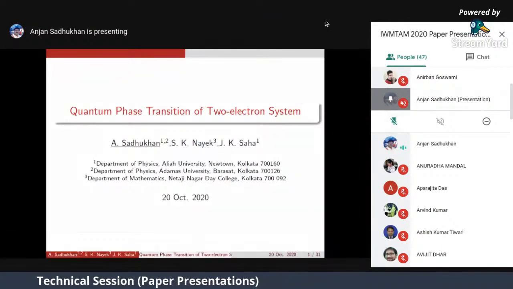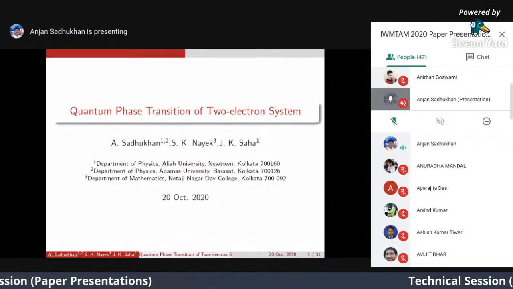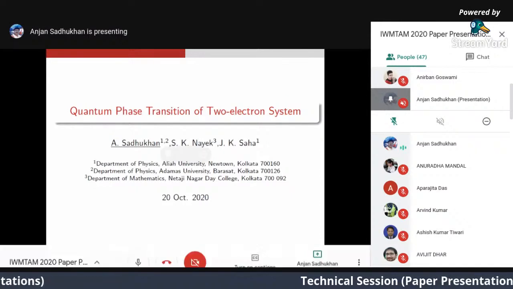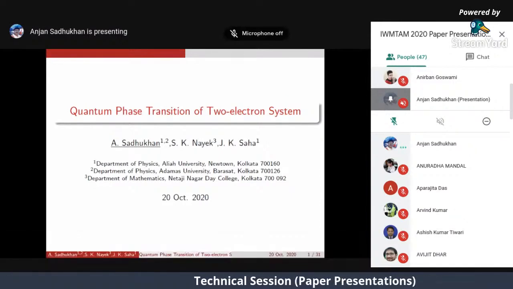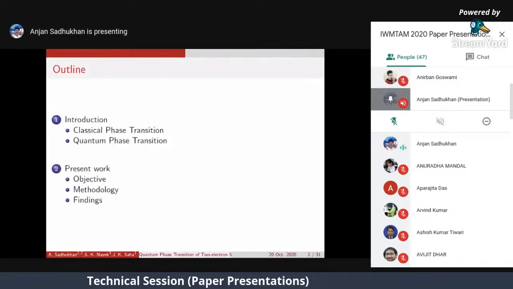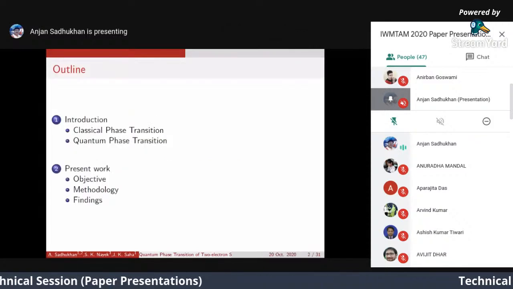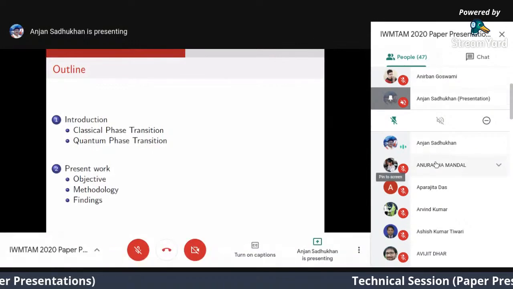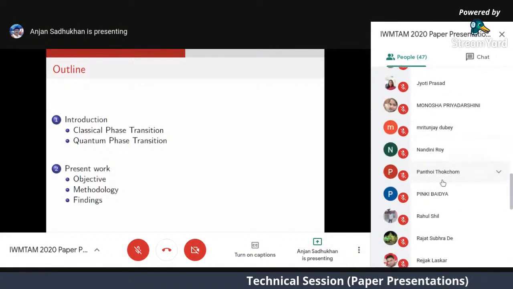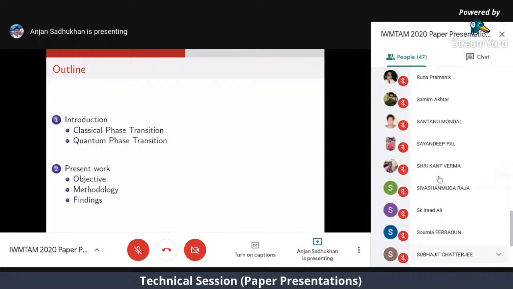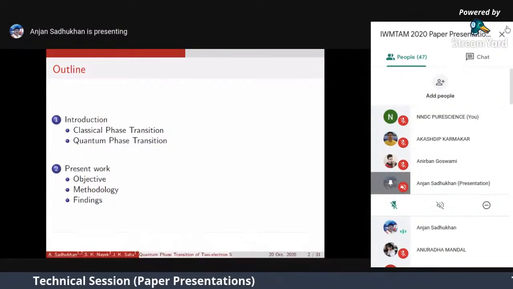Today I'm going to present our research work, and the title of the talk is Quantum Phase Transition of Two Electron System. The outline of the talk is like this. We will start with classical phase transition, then we will discuss quantum phase transition, then we will discuss the outcomes of our recent project.